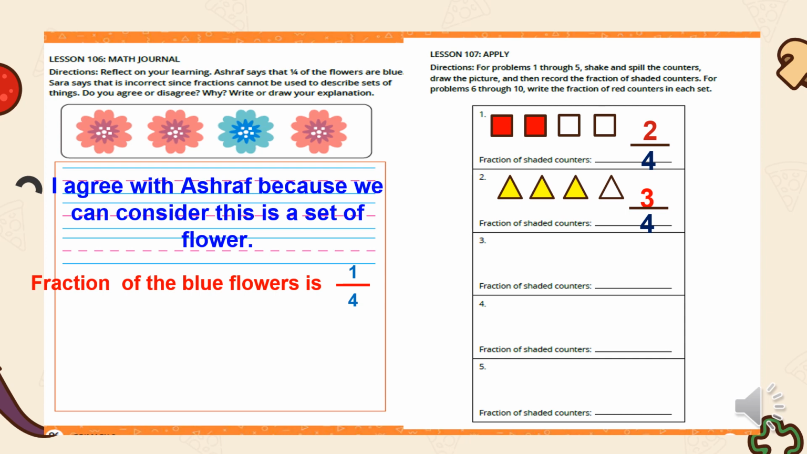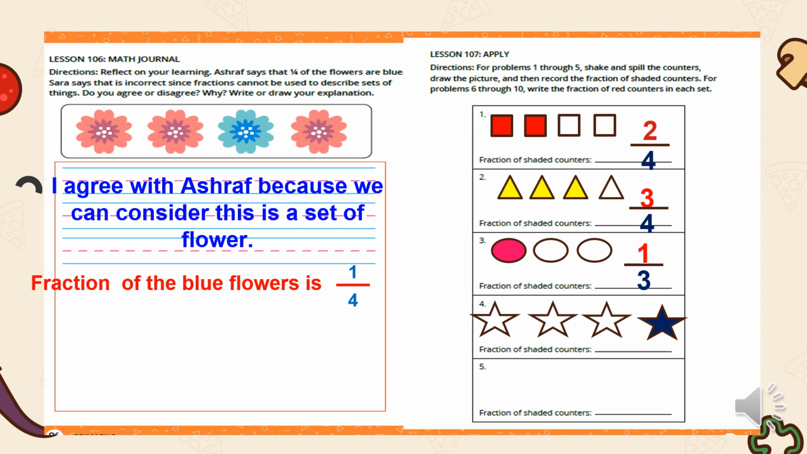Number 3, if we have 3 circles and we color 1. So the fraction is 1 over 3. Number 4, if we have 4 stars and we color 1. So the denominator will be 4 and the numerator will be 1. So 1 over 4. The last one, if we draw 3 rectangles and we color 2. So the fraction here will be 2 over 3.